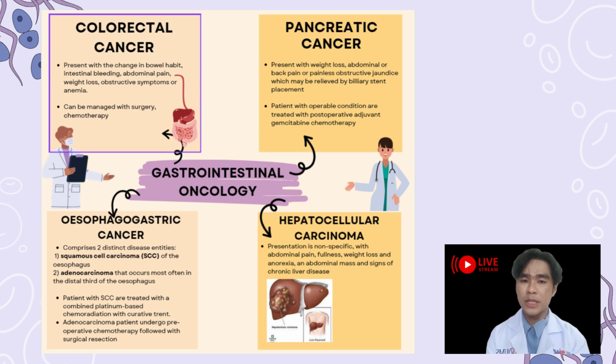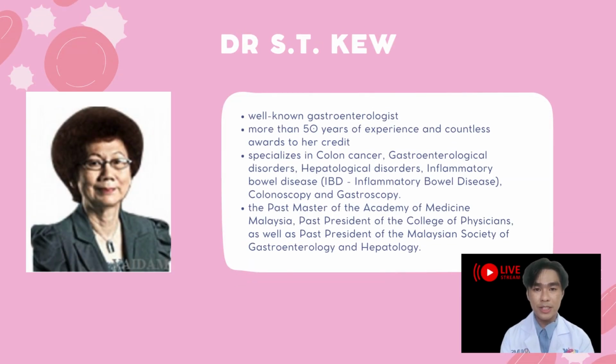The last disease that will be discussed is hepatocellular carcinoma. What are the symptoms that patients may experience if they are suspected of having this type of disease? The presentation is not specific. Patients may sometimes experience abdominal pain, weight loss, fullness, anorexia, an abdominal mass, or signs of chronic liver disease.